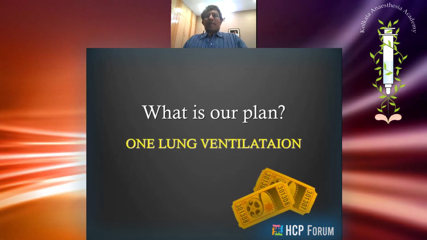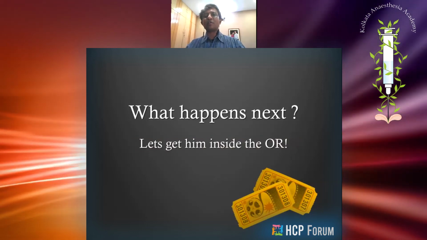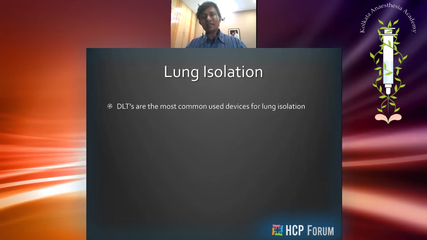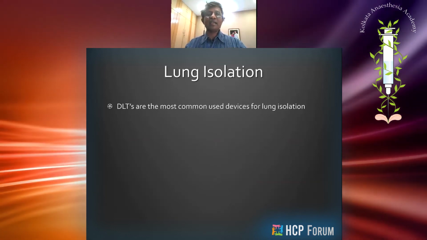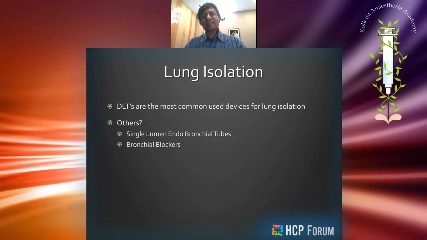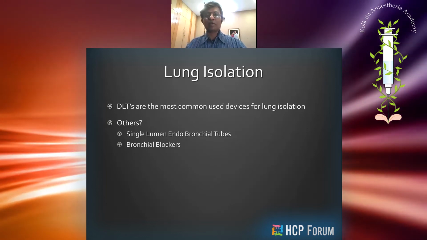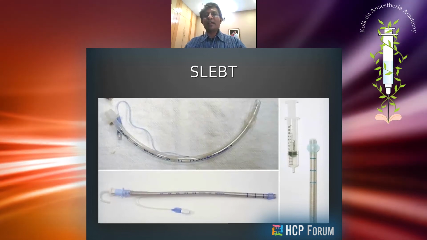So what is our plan? The plan is one lung ventilation. Once you take him into the OR, how would you isolate the lung? The most common way of isolating the lung is with the help of double lumen tubes. And the others are single lumen endobronchial tubes and bronchial blockers, which are becoming more and more popular. So these are the single lumen endobronchial tubes.